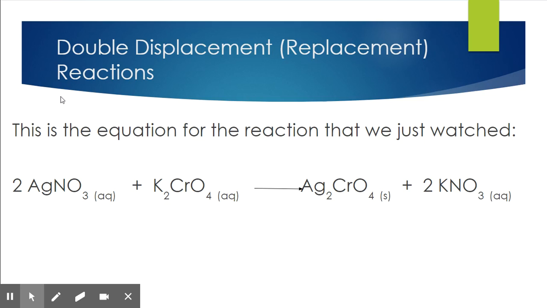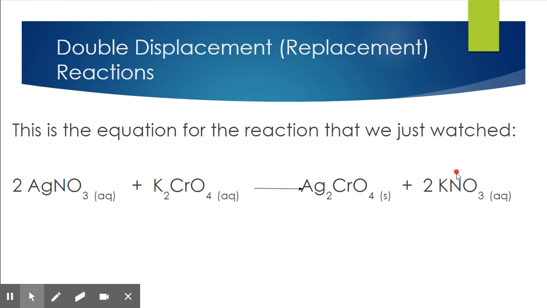This is the equation for the reaction that we just watched. We have silver nitrate and potassium chromate. These are both compounds. And what are they doing? Silver and nitrate that were together are now silver and chromate. Okay? Potassium and nitrate are now together.